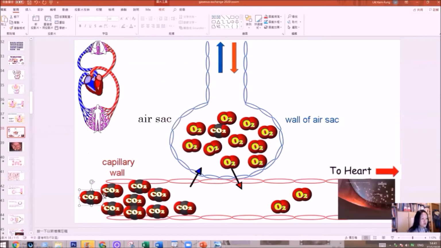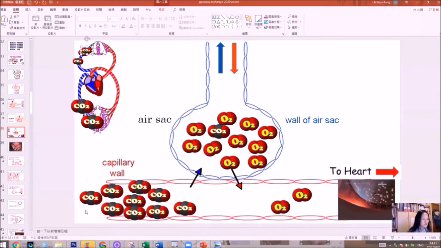So these are the carbon dioxide. They are produced by the body and then transported from the body into the air sac. So these are the carbon dioxide. When they move in, this is part of the capillary wall here at the end of the pulmonary artery.